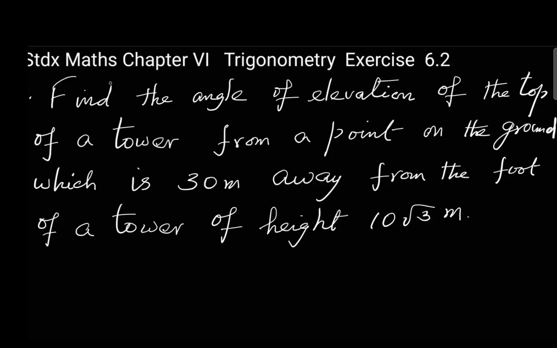Standard 10th Maths, Chapter 6, Trigonometry, Exercise 6.2. First sum: find the angle of elevation of the top of a tower from a point on the ground which is 30 meters away from the foot of a tower of height 10 root 3 meter.